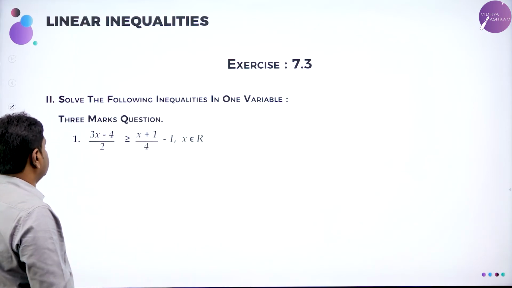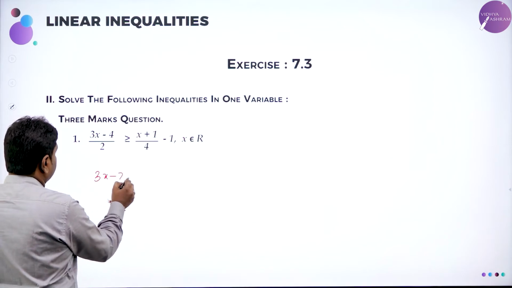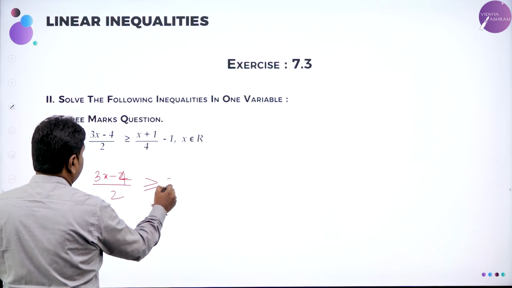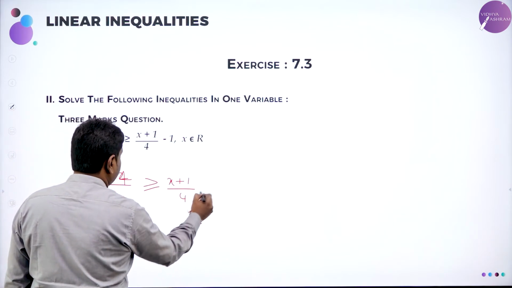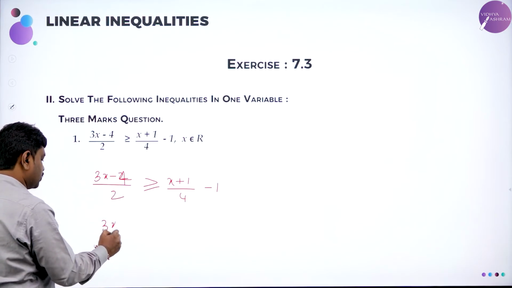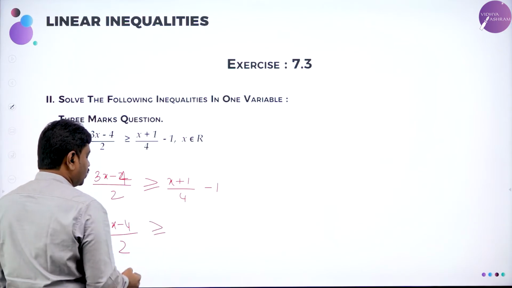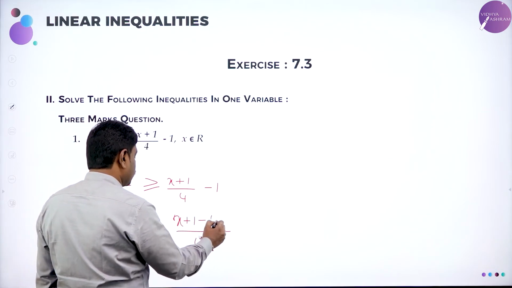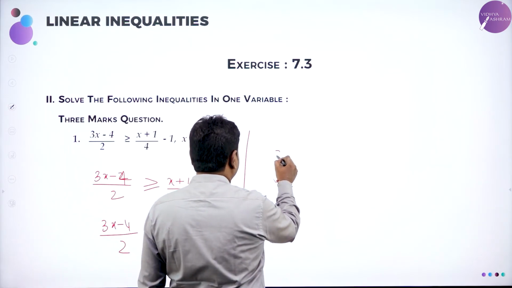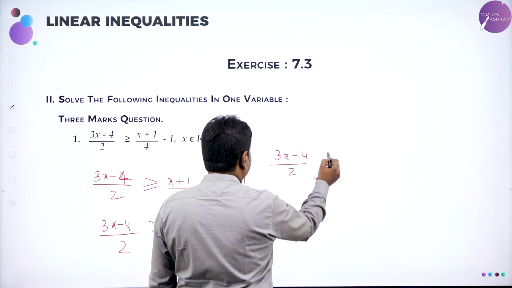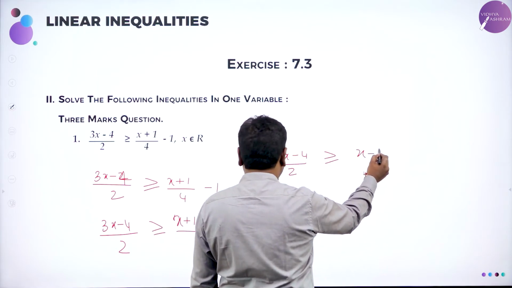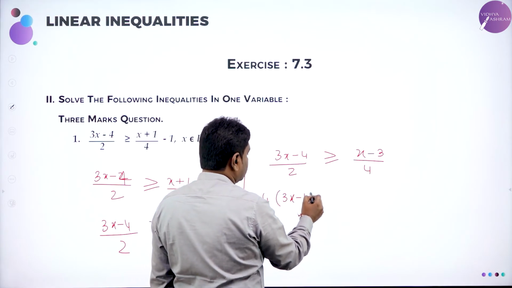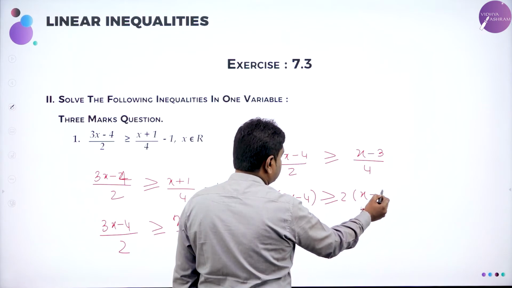Next, (3x minus 4) by 2 greater than or equal to (x plus 1) by 4 minus 1. Taking this problem, (3x minus 4) by 2 greater than or equal to, take the LCM. 4 is the LCM: x plus 1 minus 4 ones are 4. Further you solve, so it becomes (3x minus 4) by 2 greater than or equal to (x minus 3) by 4. Cross multiply: 4 into (3x minus 4) greater than or equal to 2 into (x minus 3).